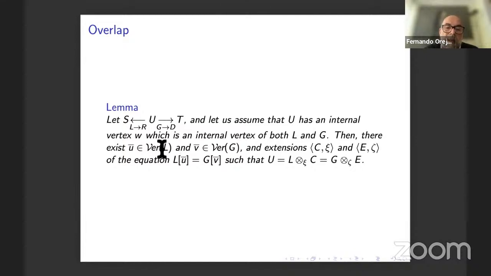And in the other case, we can rewrite U into S and T using the two rules. If they share some internal vertices, then we can prove that there exists a set of partner vertices, and extensions C and E, such that U is equal to L times C and G times E. And so we also have that this would be confluent if this is possible.